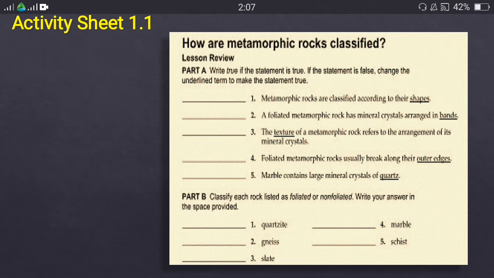Then we have activity sheet 1.1 for individual activity. How are metamorphic rocks classified? So part A, you're going to write true if the statement is true. If the statement is false, change the underlined term to make the statement true. And part B, you're going to classify each rock listed as foliated or non-foliated.